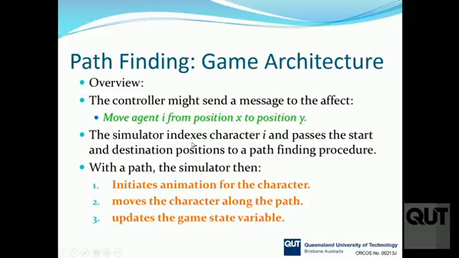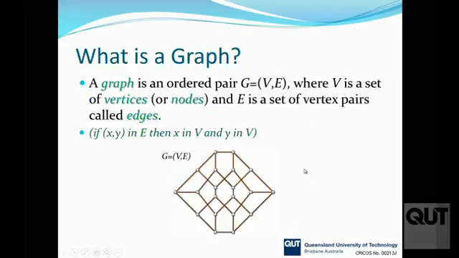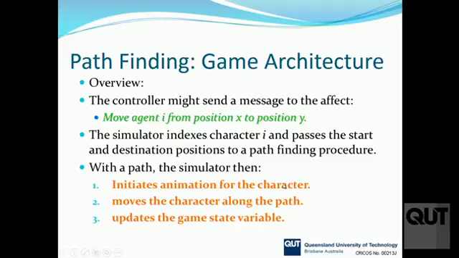So then the simulator indexes character I, passes the start and the destination positions to a pathfinding procedure. And then the simulator does the following. It initiates animation for the character, moves the character along the path, and updates the game state variable as it does so. All right, so that is basically the story of what happens at a software architectural level.